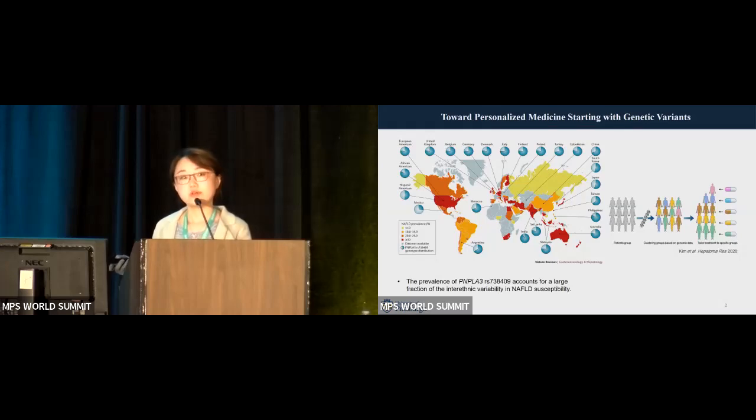Thus, the prevalence of this PNPLA3 high-risk variant accounts for a large fraction of the inter-ethnic variability in NAFLD susceptibility. So our initial strategy to address the heterogeneity of NAFLD is to stratify the patient population based on their genetic variants. In this case, it's this PNPLA3 high-risk variant. So we will group the patients by the genetic variants for a more effective and more targeted treatment.